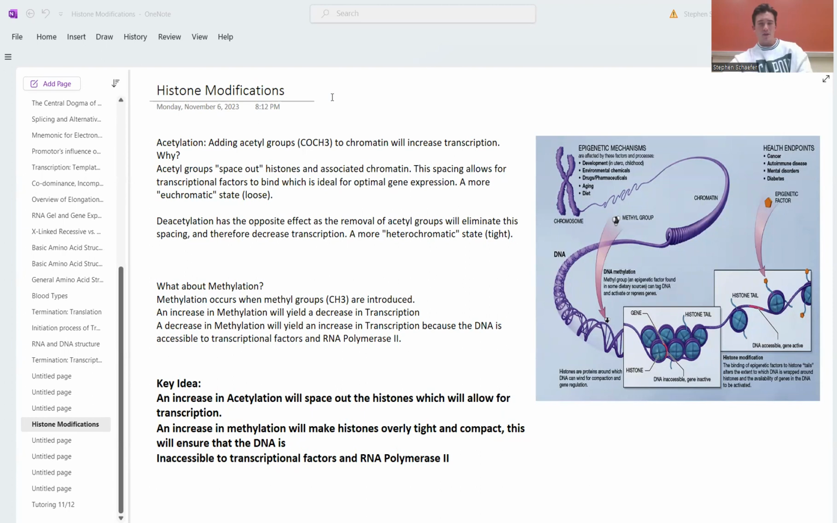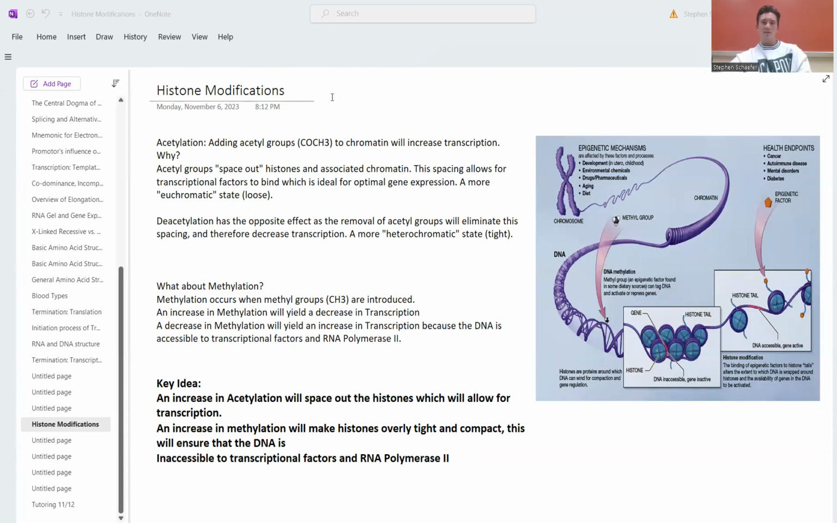This video is going to be about histone modifications, which is a way we can epigenetically modify and change the level of gene expression associated with DNA and further on mRNA. So there's going to be two heavy hitters in this concept. The first is going to be acetylation. The second is going to be deacetylation.